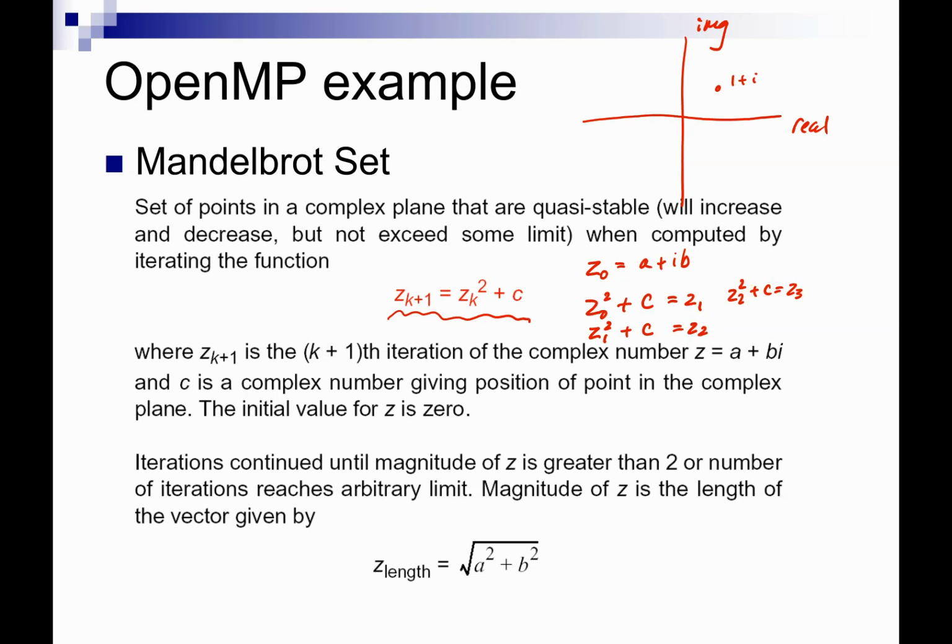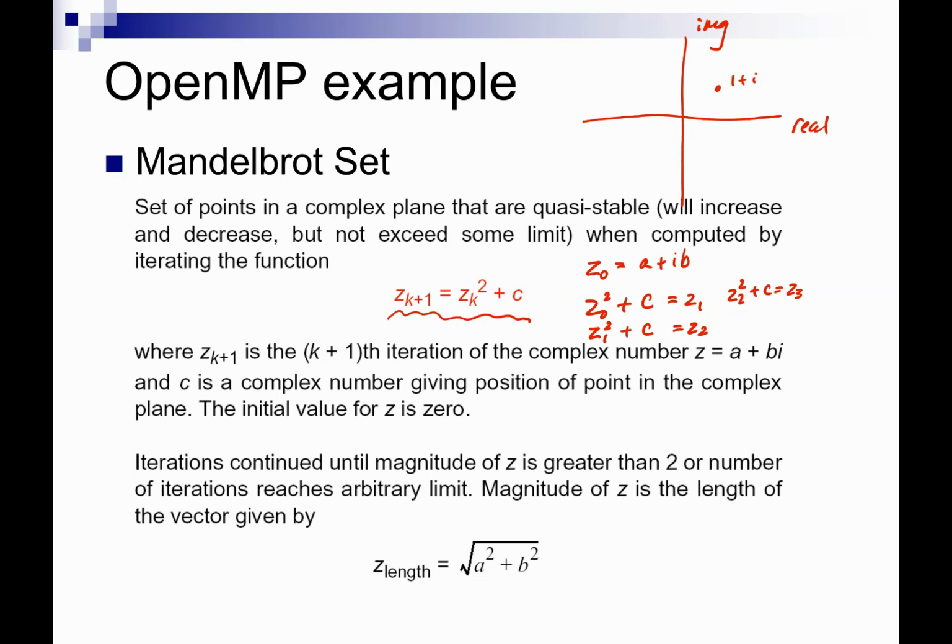Now, what you're looking at is the limiting value of these z's. Imagine that you do this iteration an infinite number of times. One thing that can happen is that the z's keep getting larger and larger, so the z values go off to infinity. If they go off to infinity, then you say the value is not in the Mandelbrot set.